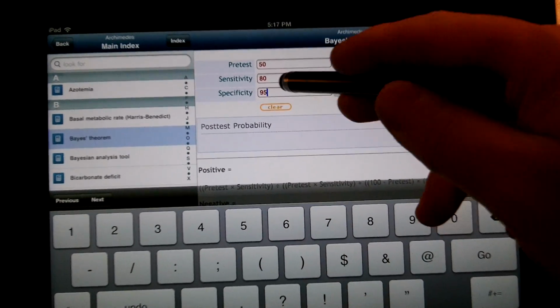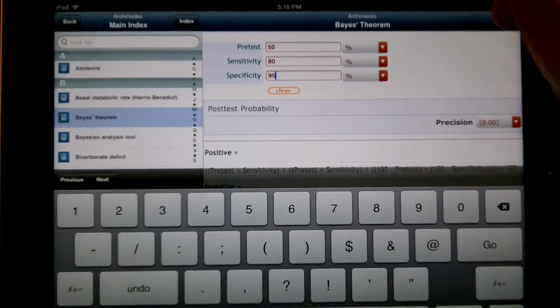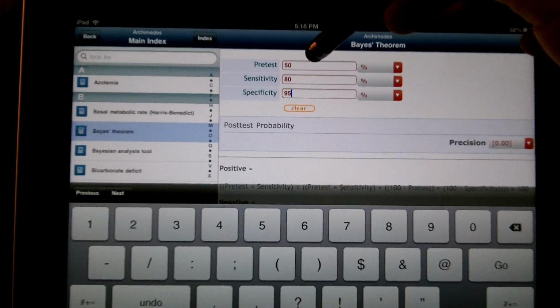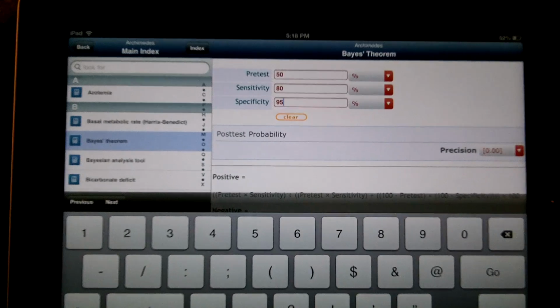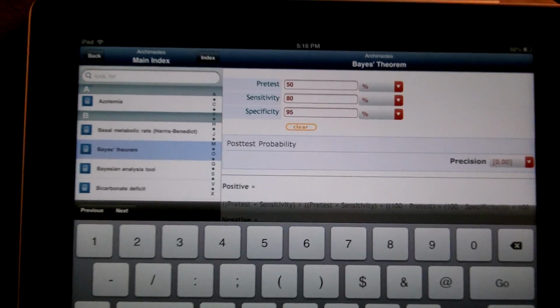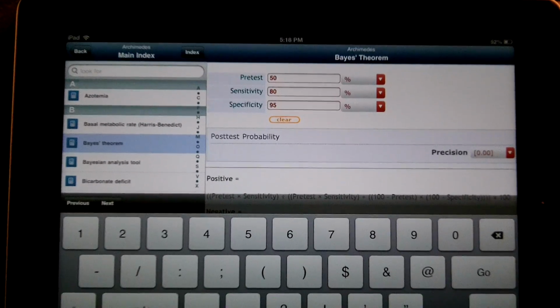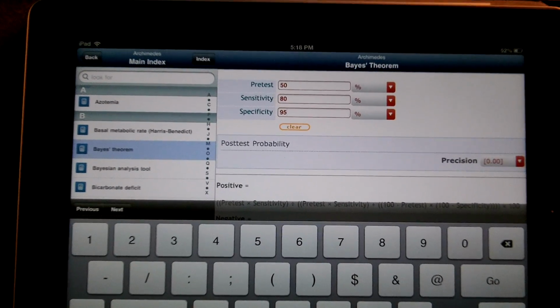Now, the sensitivities and specificities will come from the paper about the study you're interested in. The pretest probability will be determined, like we've talked about previously, with other pretest probabilities using a clinical prediction rule, at worst, guesstimation, or a study about disease probability. And that's all you have to do.